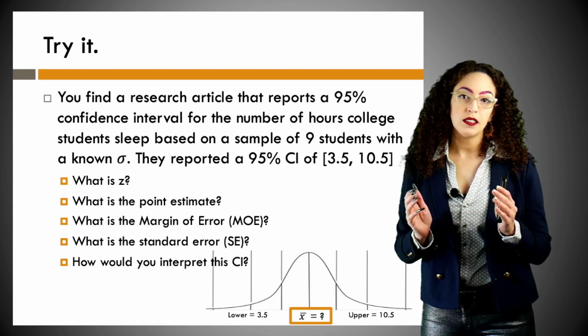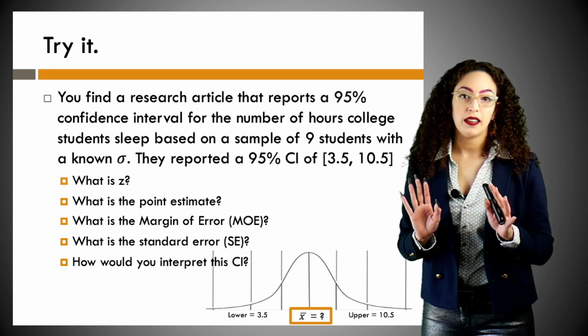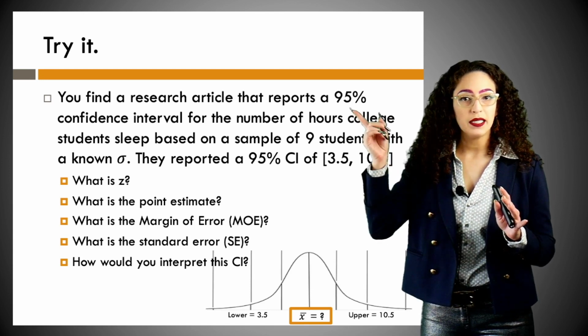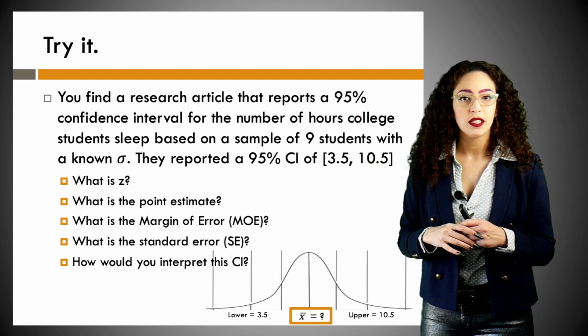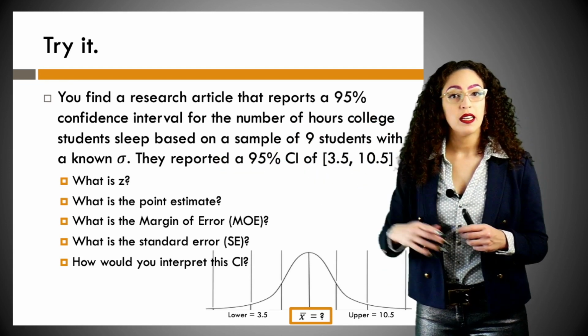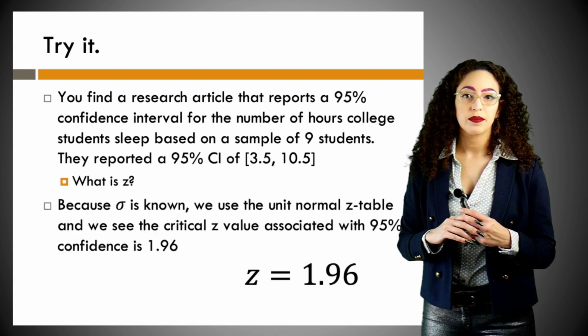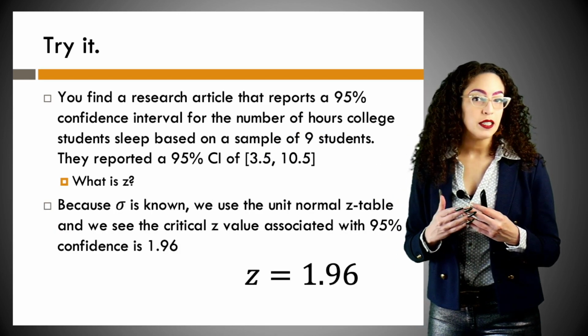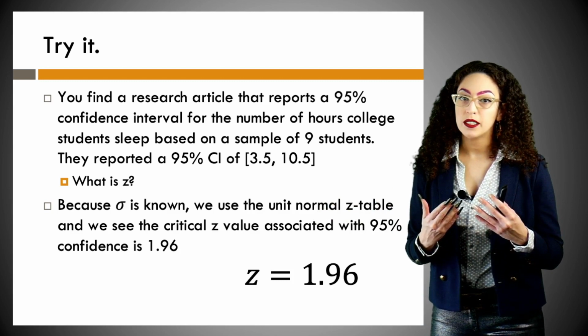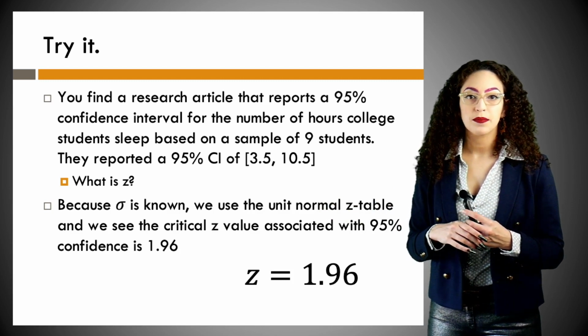So first off, what is our z-value? We don't even have to calculate anything to know this. Because it's a 95% confidence interval and there is a known sigma, that means we're dealing with a z-value of 1.96. 1.96 if sigma is known and you are doing a 95% confidence interval, 1.96.